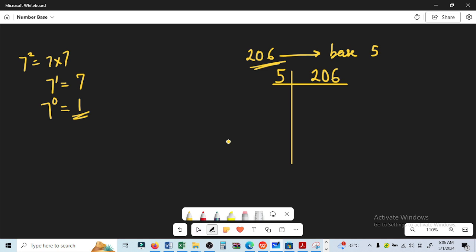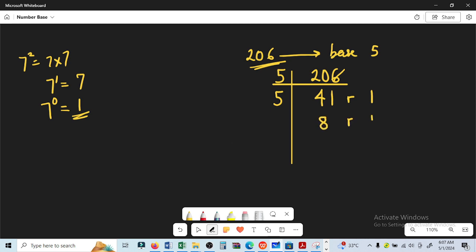So 5 in 20 will give me 4. How many 5s will I say in 6? 1. Now remainder 1. Because if we check this, if we multiply 5 by 41, this will give me 205, isn't it? Now this remainder 1, if we add the 1 to this, we'll have 206. So quickly back to here. We're dividing all through by 5. So 5 in 41 will give me 8, because 5 times 8 is 40.